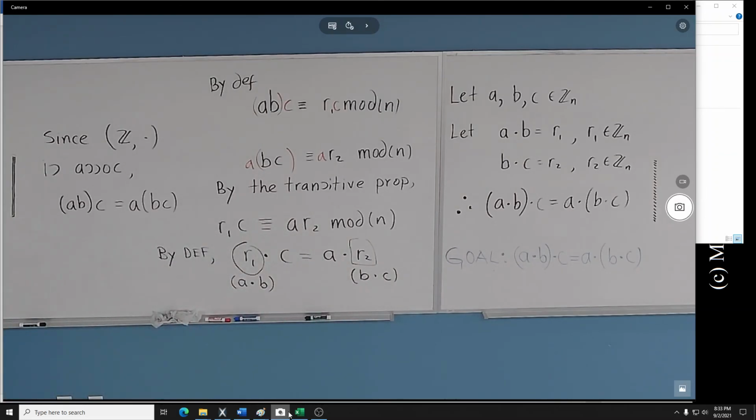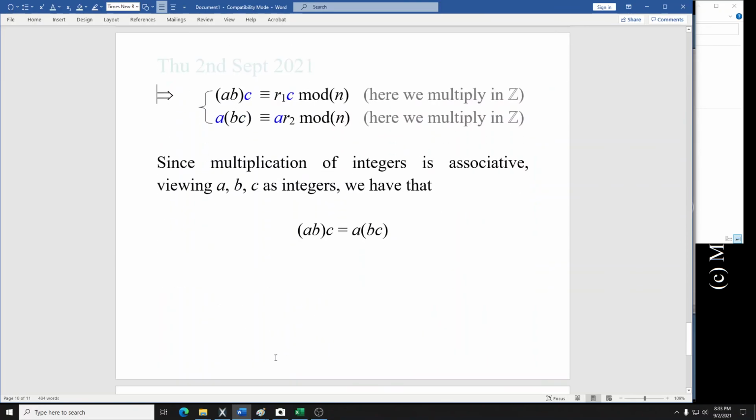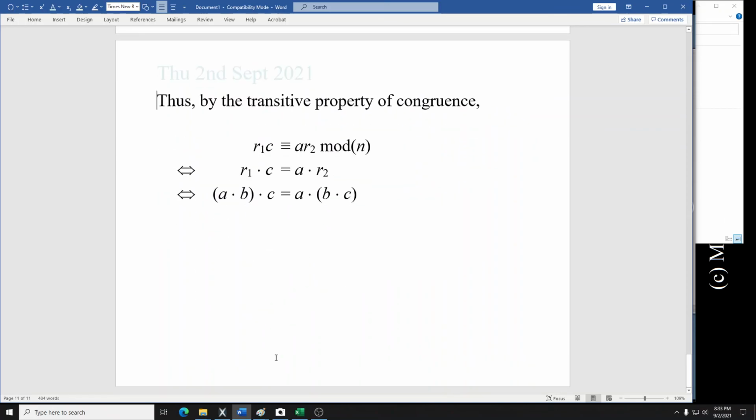So let's look at the summary of what we did. And that's all for now.